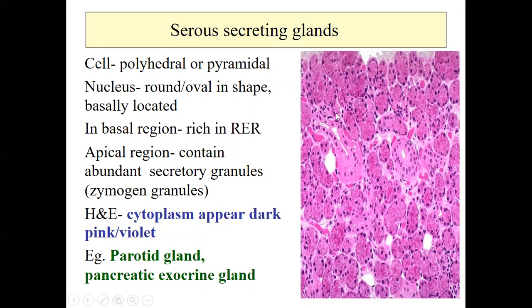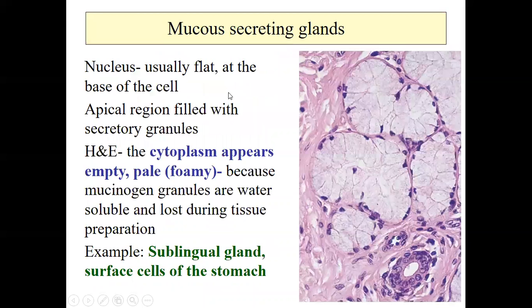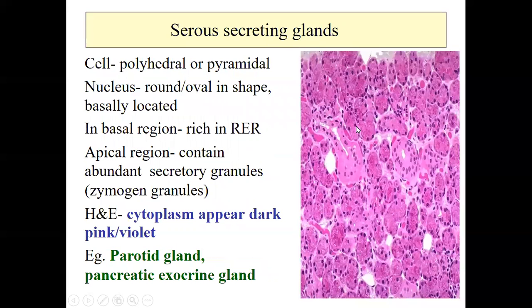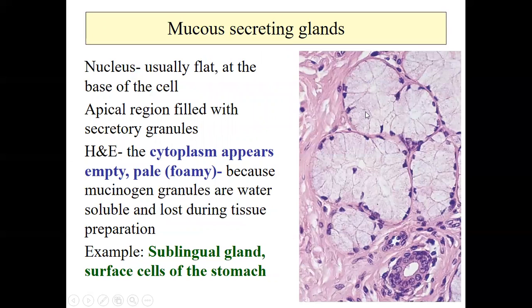Under the H&E staining, it appears as a dark pink violet color. So you can see here, darker color. Examples here are the pancreatic gland and the pancreatic exocrine gland. When you compare this picture to that picture, it's very obvious, the difference between them. The nucleus is usually flat and located at the base. The apical portion here is filled with the secretory granule.